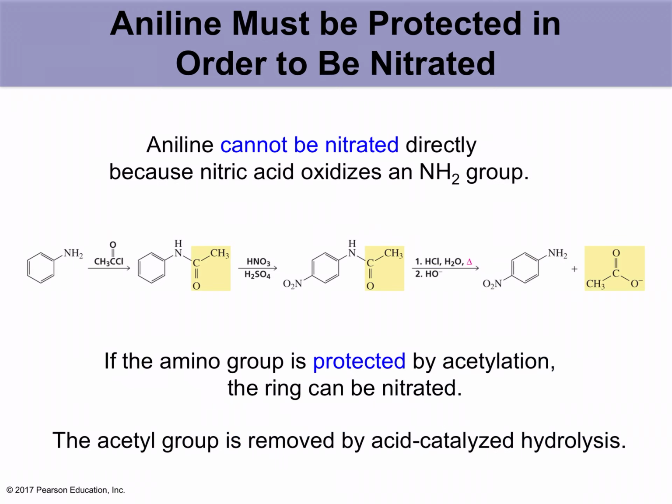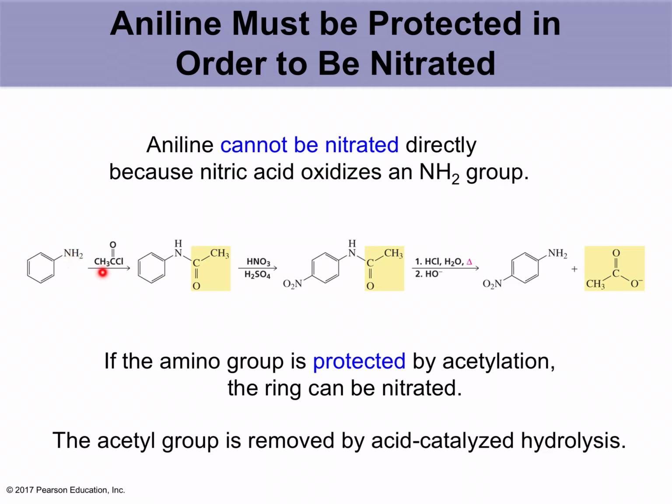Aniline must be protected. If you want to do a reaction, we want to make sure that this aniline NH2 group is protected before we do a reaction. For example, a nitration. Aniline cannot be nitrated directly because the nitric acid oxidizes the NH2 group. Let's say you want to add a nitro group to aniline, but it will oxidize the NH2 and we will not be able to nitrate the ring.